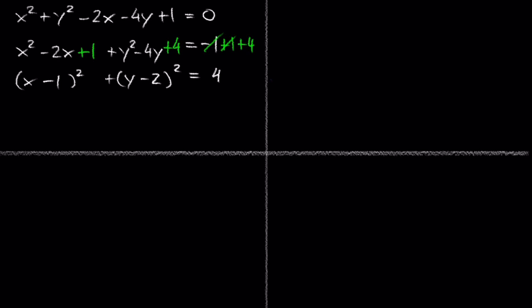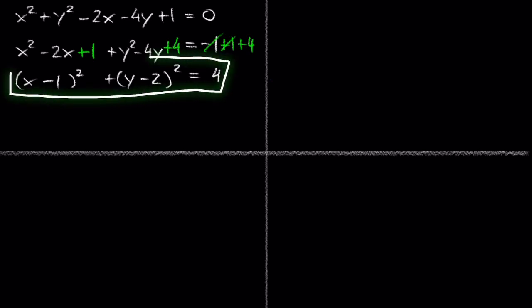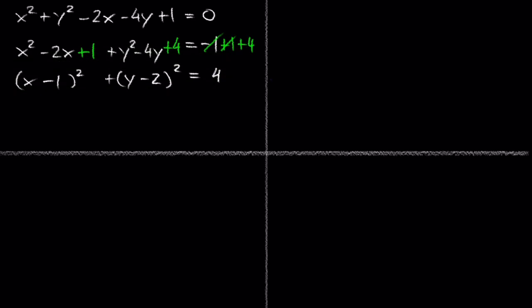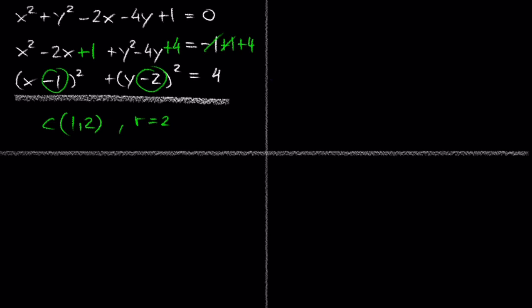Now we have the standard form of a circle, where we can easily identify the coordinates of the center of the circle, which are 1, 2, and the radius is 2. Because we can think of the 4 as 2 squared, or just take the square root of 4, which is 2. Let's look at the next example.